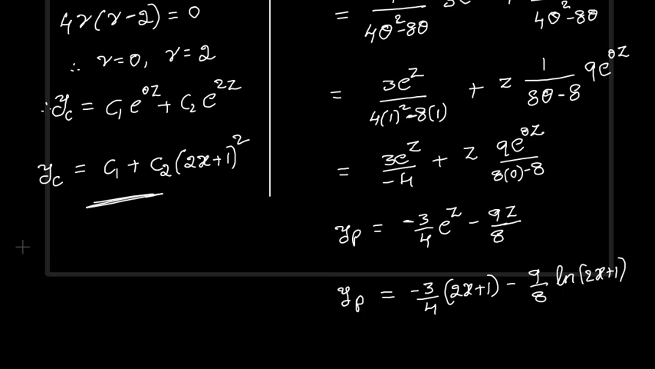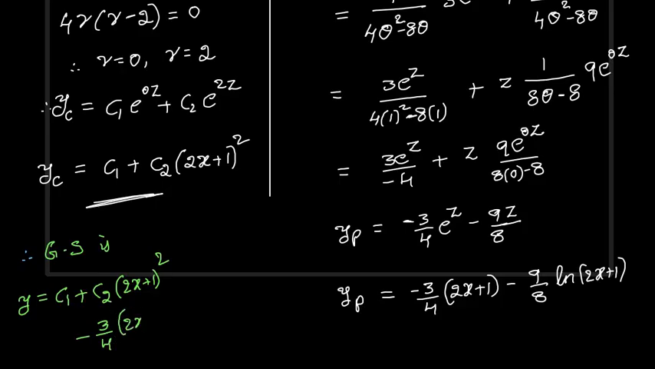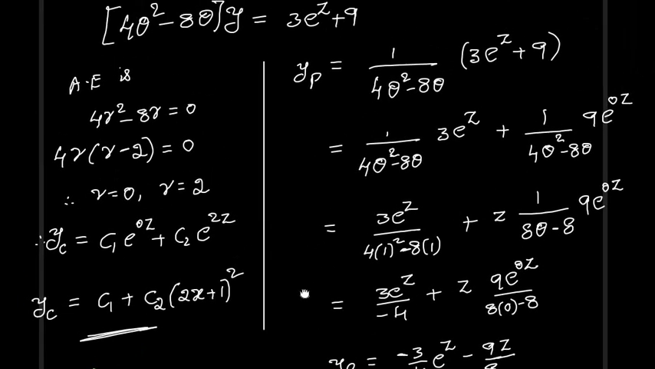So finally I hope we can write the general solution. What is the general solution? y = c1 + c2 (2x + 1)² plus the particular integral, which is actually −3/4 (2x + 1) − 9/8 ln(2x + 1). Okay, so that's it. This is how you are going to solve a Legendre's equation.